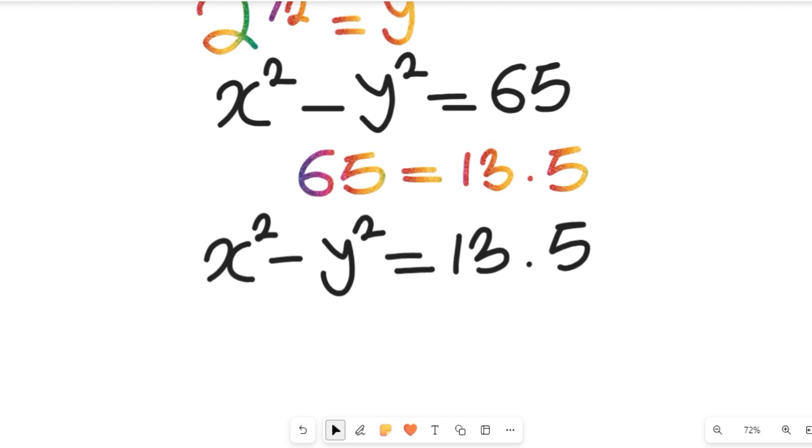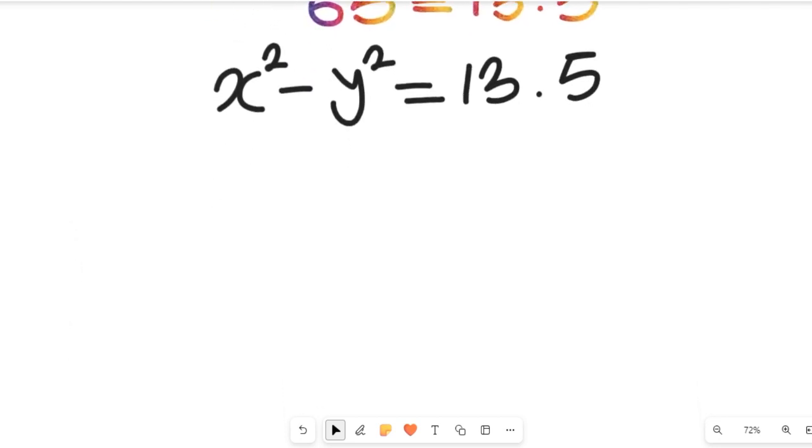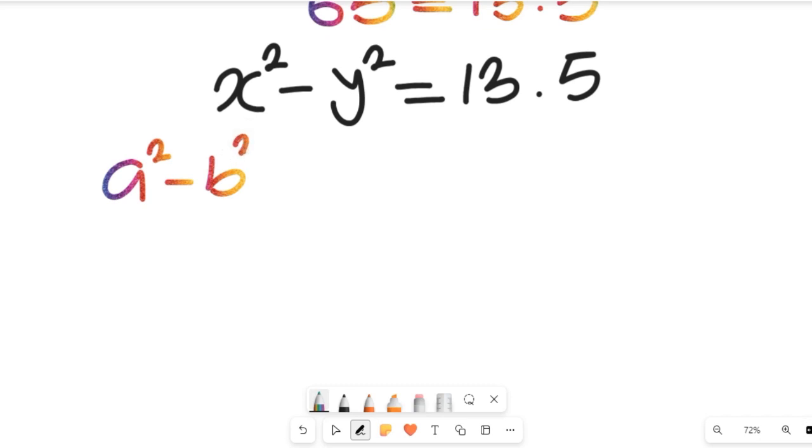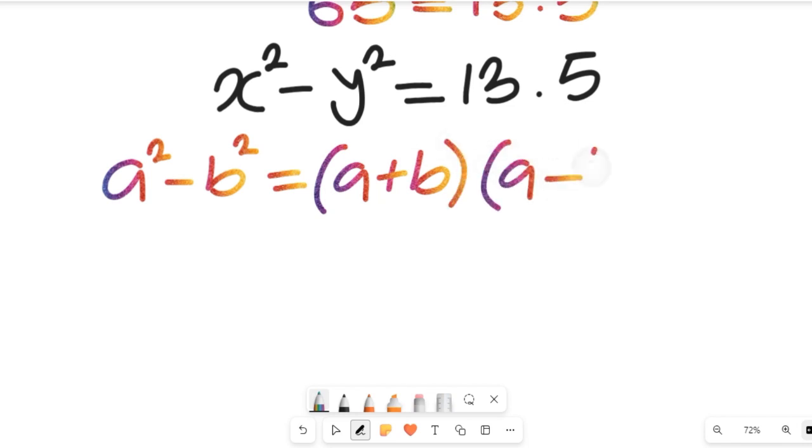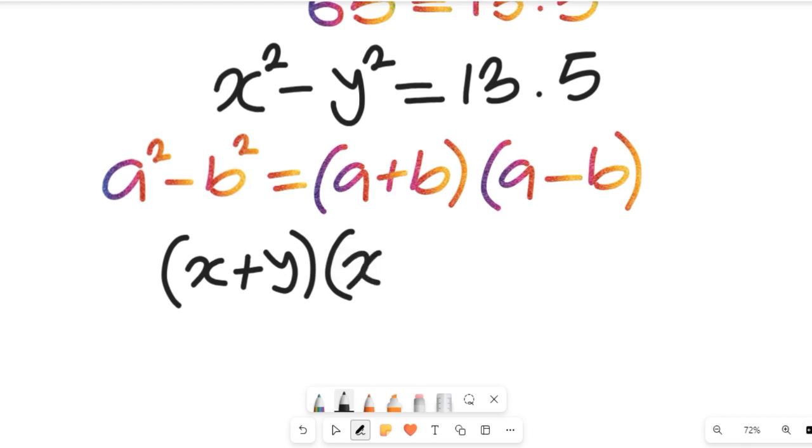Now let's take this gradually. From that difference of 2 squared, you'll notice that we have an algebraic formula that a squared minus b squared can be equal to a plus b, multiplied by a minus b. That's an algebraic formula, the difference of 2 squared. Now, when we apply it here, this becomes x plus y multiplied by x minus y, and this will be equal to 13 multiplied by 5.